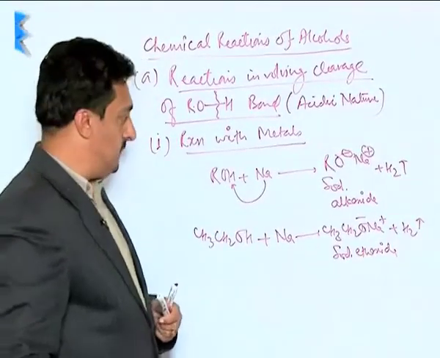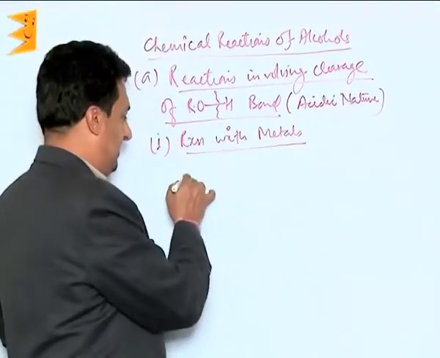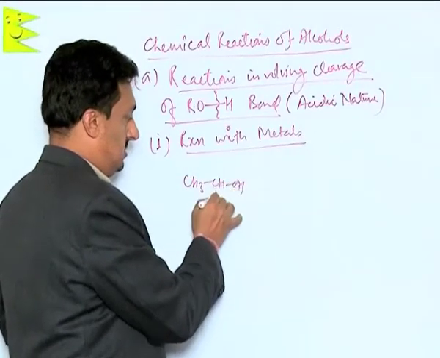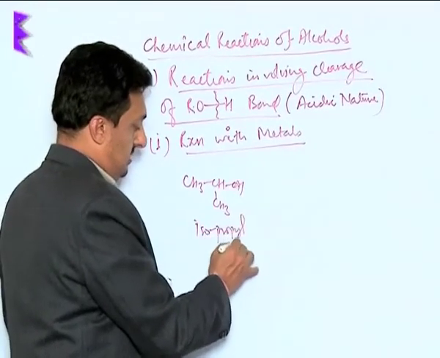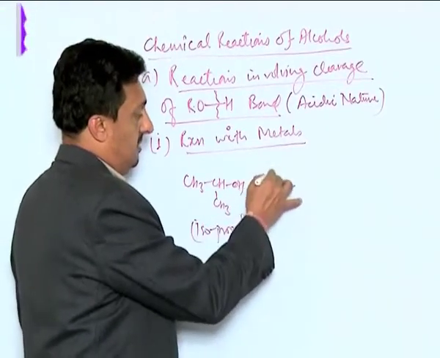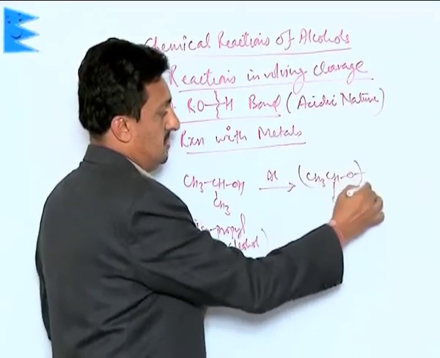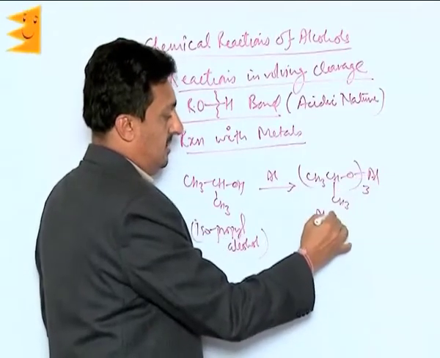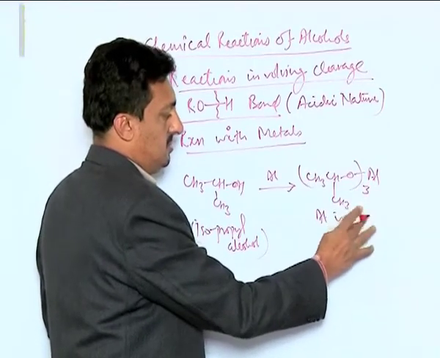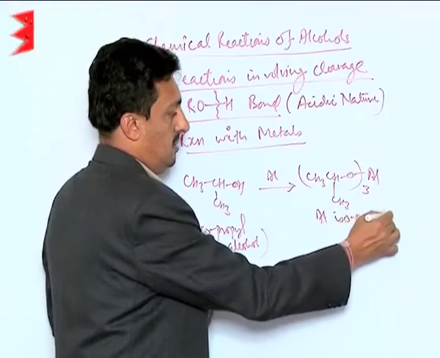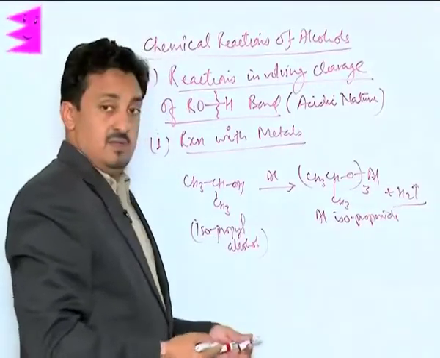Now let us see the other one. They can react with other reactive metals too, like if we have, suppose, isopropyl alcohol with aluminium, what it forms is aluminium isopropoxide and hydrogen gas. So this is how they can react.